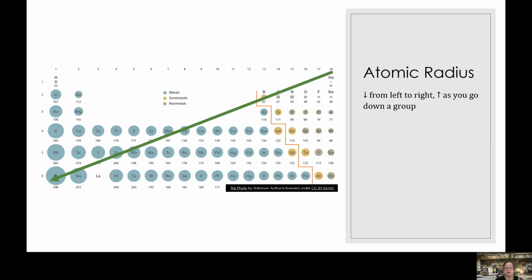So your atomic radius decreases from left to right and increases as you go down a group. And so what this does is it creates an overall trend of increase from the upper right-hand corner to the lower left-hand corner. Helium has the smallest atomic radius, radii is plural, and francium actually has the largest atomic radius. This one only goes to cesium, probably because there's some funky stuff that goes on down here.